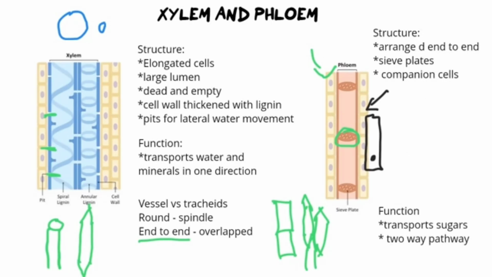Now, as to the functions of our phloem, I think we already know it transports sugars, and it's a two-way movement, which means that sugars are going to go from the bottom up, so from the roots to the shoots. But they must also be able to go from the leaves, where they're ultimately made, down to the roots to be stored later. So that's also another defining difference between xylem and phloem, the movement of substances.